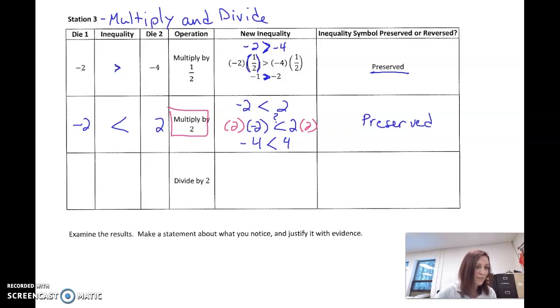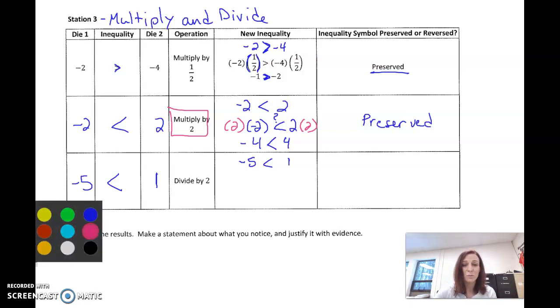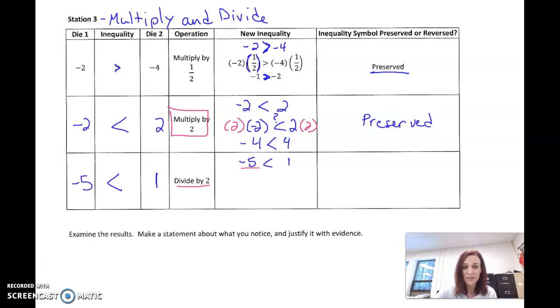Let's try one more. This time we're going to divide. So let's say I rolled the die and I got -5 and a +1. Again, negatives are always going to be less than positives. Okay, so if I have -5 is less than 1, hopefully I said that right. Negatives are always less than positives. Positives are always greater. Okay, now let's divide both sides by 2. Okay, so I'm going to write division like this. Divide by 2, divide by 2.